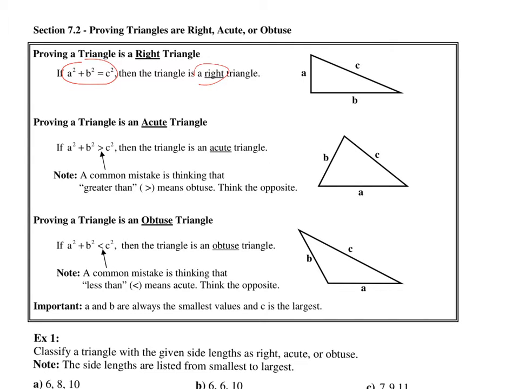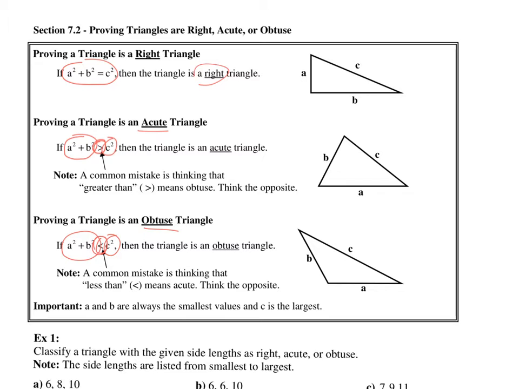Now for acute and obtuse, there's a little something new introduced here, but we're still building off of what we worked with previously. So here I have a squared plus b squared. If it's greater than c squared, then I have an acute triangle. If a squared plus b squared is less than c squared, I have an obtuse triangle.